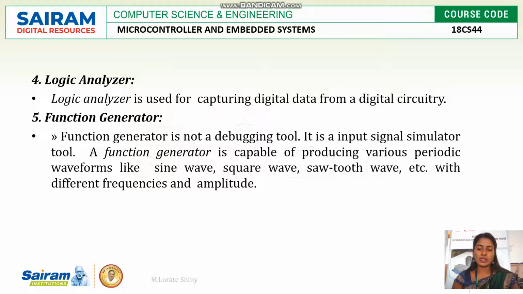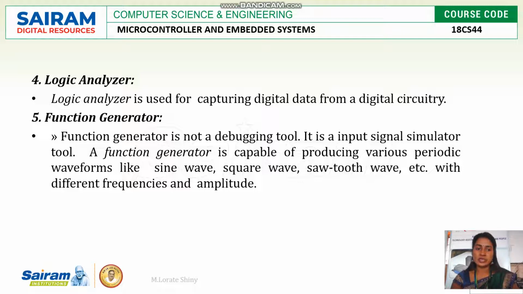Logic analyzer. The logic analyzer is called the big brother of the digital CRO. This is used for capturing digital data from the digital circuitry board. The logic analyzer has special pins, special chips which can be connected with the target board for receiving the digital data from the target board. In debugging, it is used for giving the port pin status, that is, the input pins and output pins, and it gives details about various signals of buses of the target board.